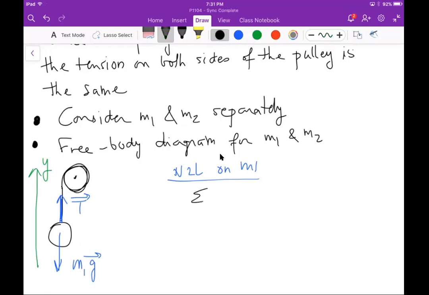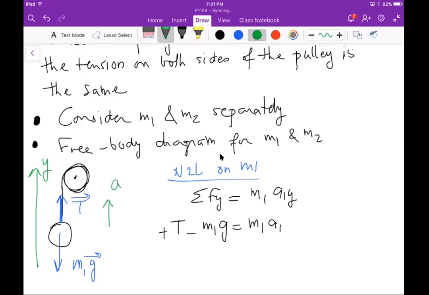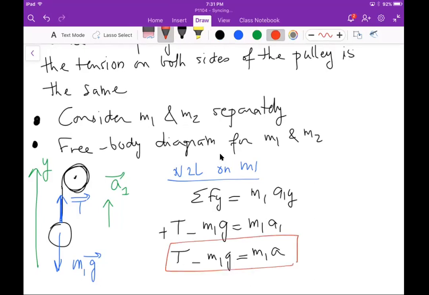And so Newton's second law tells us that the sum of Fy is equal to M1 A1y. So along the y axis, we have plus T minus M1 g is equal to M1 A1, because the acceleration of this object is all along the y axis, and the object is moving. So let me draw A in this. This M1, we said, is moving up. So A1 is in the same direction as y, and so we end up with this equation. And since we said that A1 is equal to A, we can write down T minus M1 g is equal to M1 times A. Okay, that is equation number one, which we get by applying Newton's second law on the mass M1.